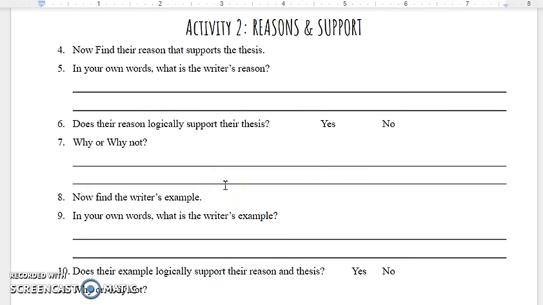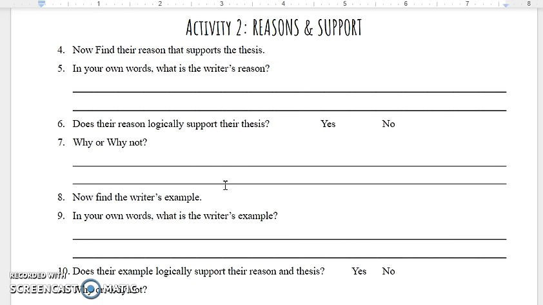Okay, for activity 2, this is where they're analyzing your reasons and support. And remember, with a STAR essay, the support is going to be an example. So number 4, they needed to find the reason that supports the thesis, and then describe it. Then they had to explain if that reason logically supported your thesis. If they were not able to explain your reason, or they said no, then you need to pause the video now and go back and rewrite your reason so that it's more clear, or so that it is a logical reason to support your thesis.